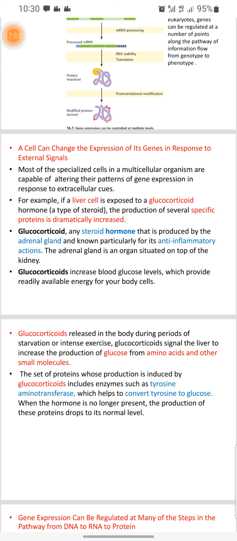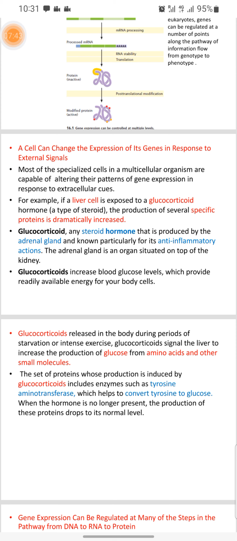Glucocorticoid is the steroid hormone that is produced by the adrenal glands. Adrenal glands produce glucocorticoid hormone, known particularly for its anti-inflammatory actions. Inflammation means swelling. The adrenal gland is an organ situated on the top of the kidney. As we know, this adrenal gland is found at the top of the kidney.